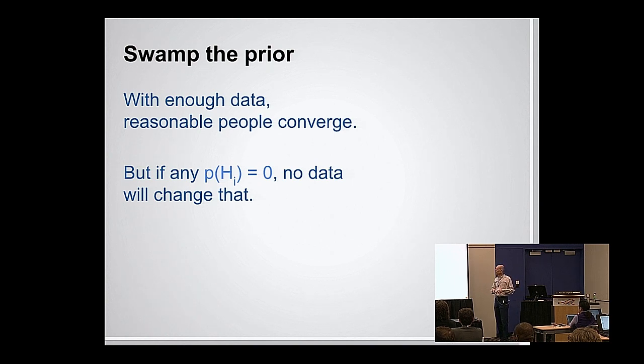Eventually, the data will swamp the priors, and reasonable people will converge, at least close enough for practical purposes, with one exception. If you give a hypothesis a prior probability of 0, no amount of data will ever change your mind. You can see that mathematically because we're always taking the prior and multiplying it by a likelihood, and anything multiplied by 0 is 0. You can also think about that intuitively. If you are convinced that something cannot possibly be true, no data will change your mind. So there's a heuristic that people sometimes recommend that's called Cromwell's rule.